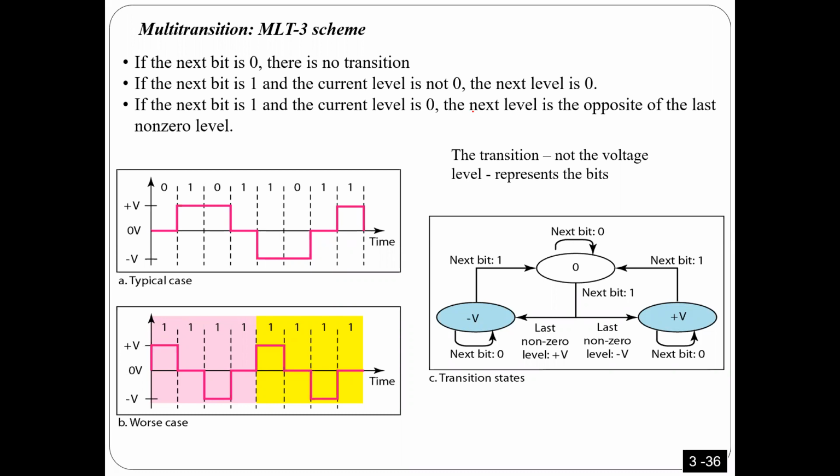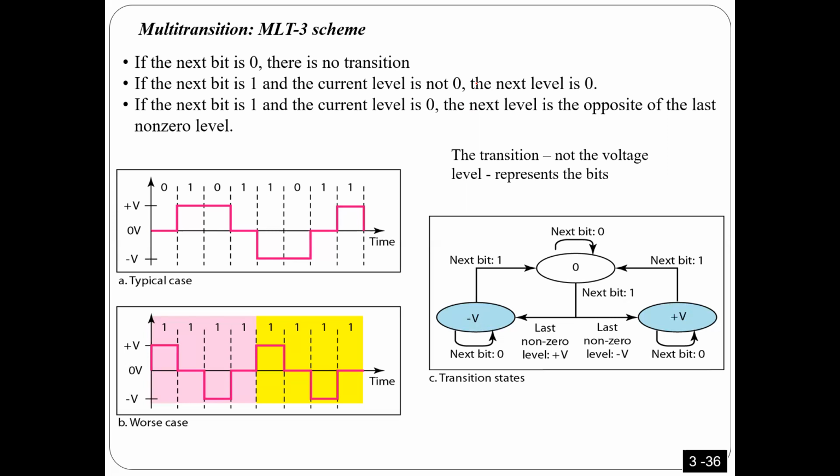So, the last scheme I started to teach last time is multi-transition MLT3. And I told you the idea here is, number one, the data, the bits, are in the transitions, not in the voltage level. As you will see right now, in order to know if it is 0 or 1, you need to know if there is a transition or no transition, okay?